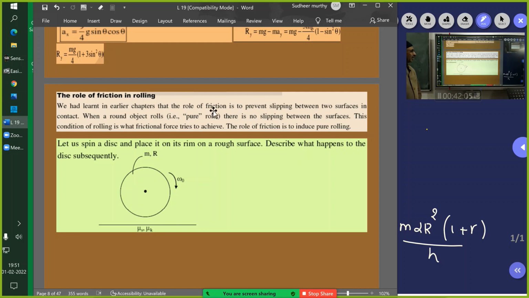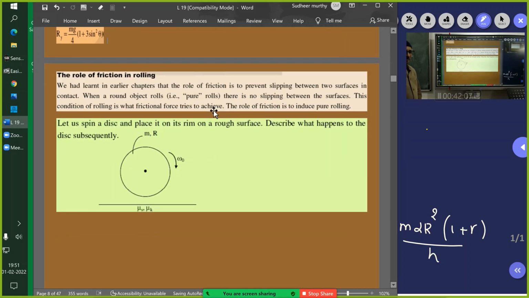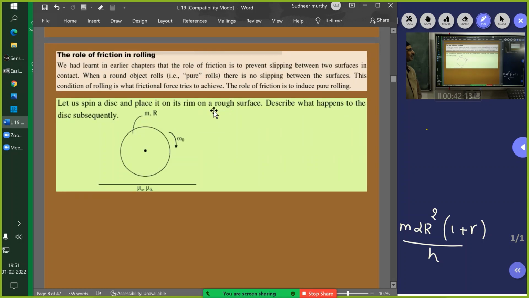The role of friction in rolling. This also you have done? Like we have determined the direction of friction, what it was. You have determined that.